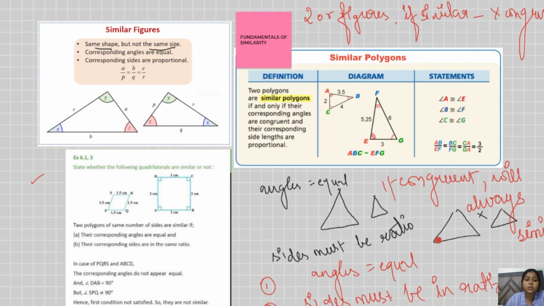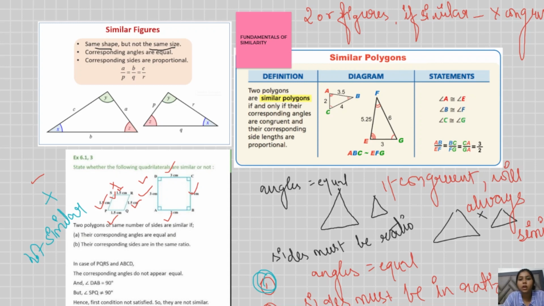In this particular figure you can see that the ratio of all the sides of the given figure is 1 by 2, but the angle in this case is not 90, while the angle in this case is 90. So the corresponding angles are not equal. It means it is not satisfying this particular condition, and that is why they are not similar. Am I right? This is what we call similarity. I hope it's clear to you what similarity is.